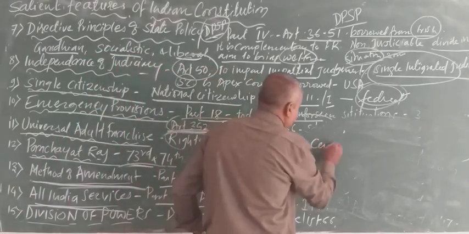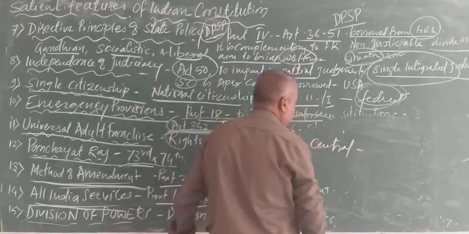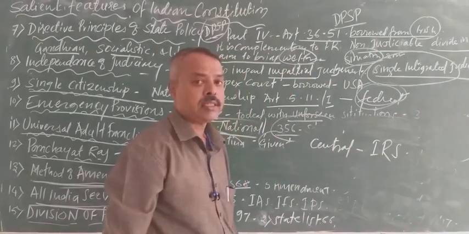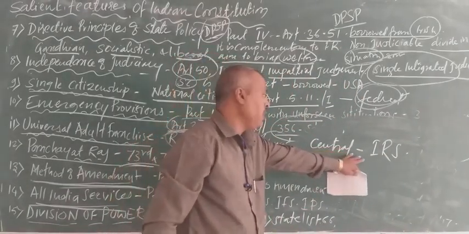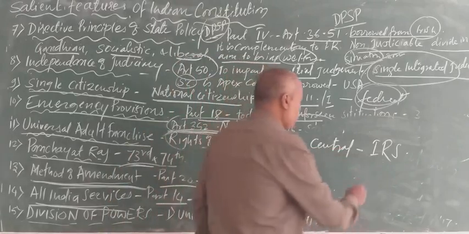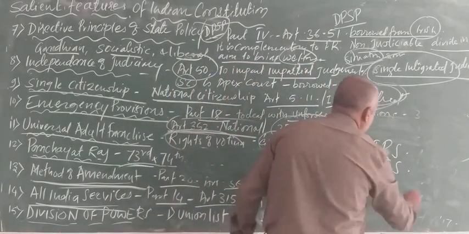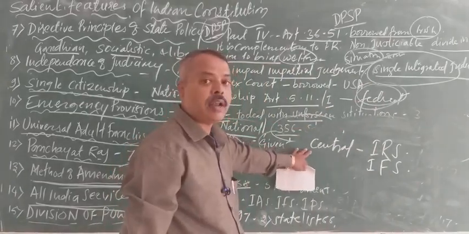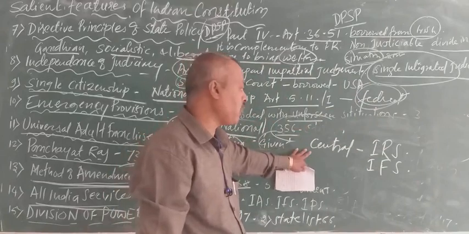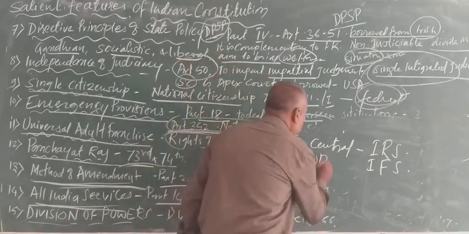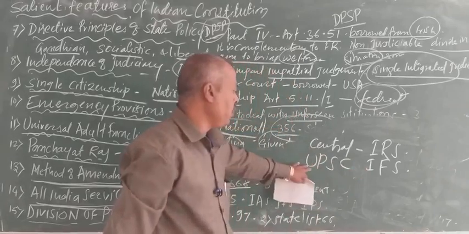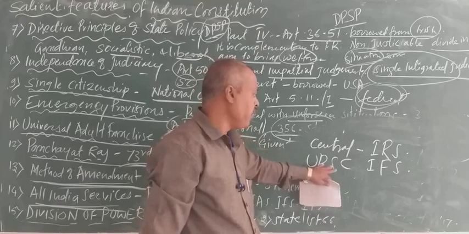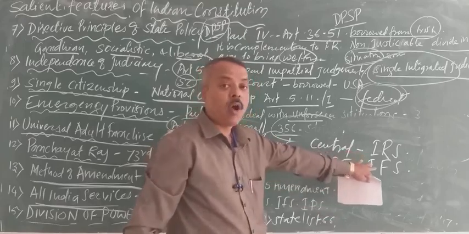Central services are called IRS, Indian Revenue Service, and IFS, Indian Foreign Service. These central services are recruited and controlled by the central government through the UPSC. UPSC is the Union Public Service Commission, a statutory body established under the Constitution of India. It has the power to recruit these officers.